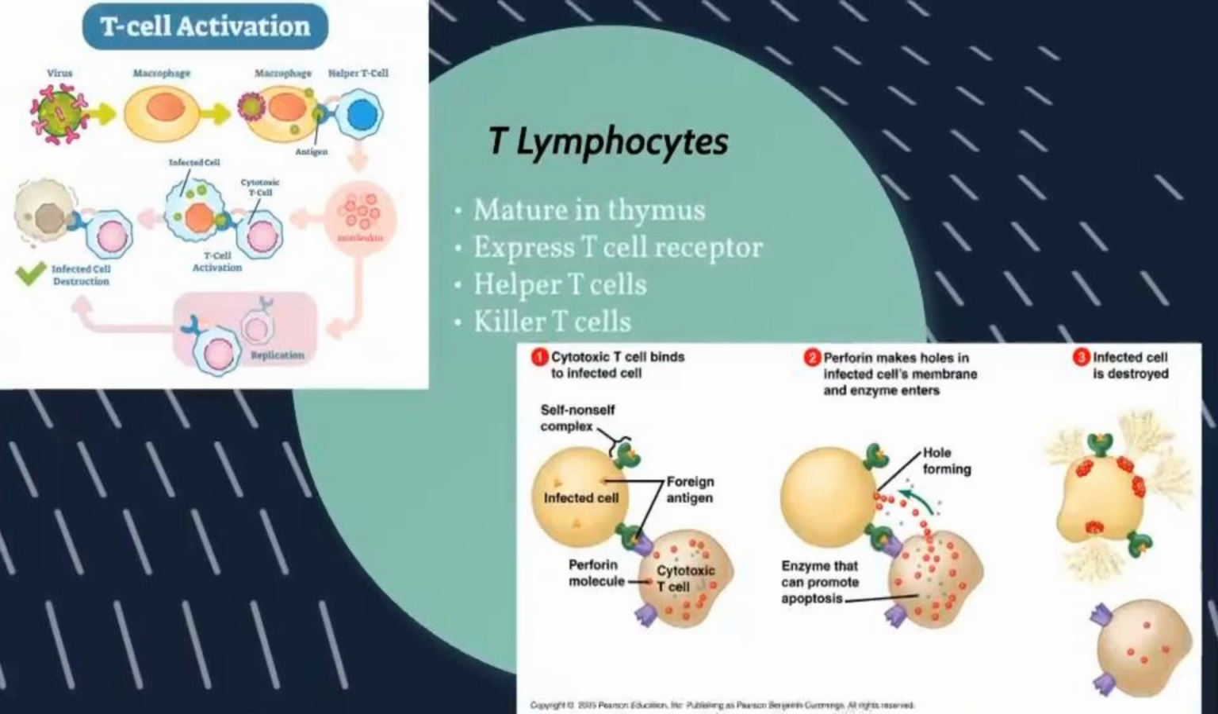Mature T lymphocytes have a specific cell surface receptor called a T cell receptor. This is a bit like an antibody in the fact that they're specific to one antigen, but their structure is a bit different to an antibody. T cell receptors are always expressed on the cell surface. They're never released into the blood like antibodies are.